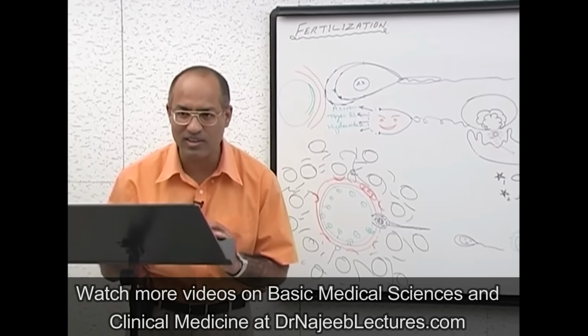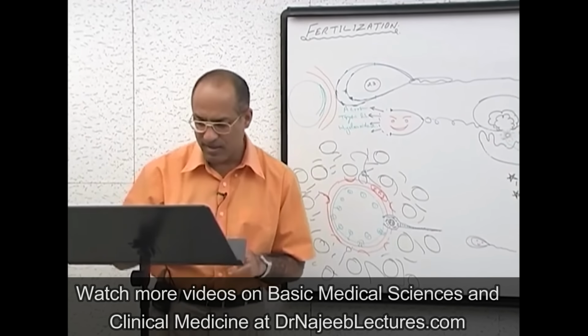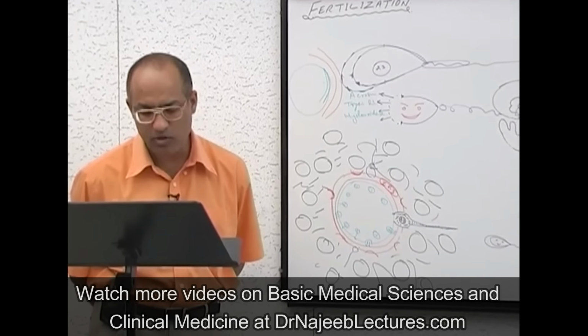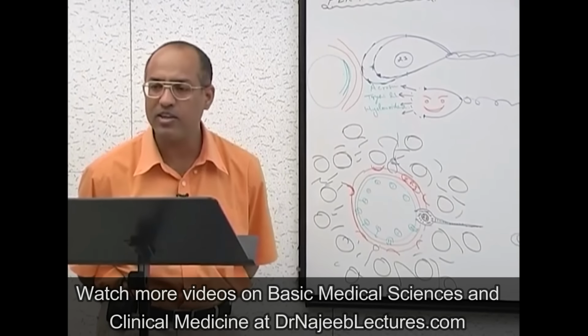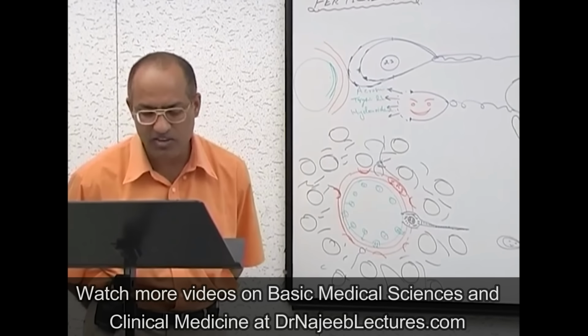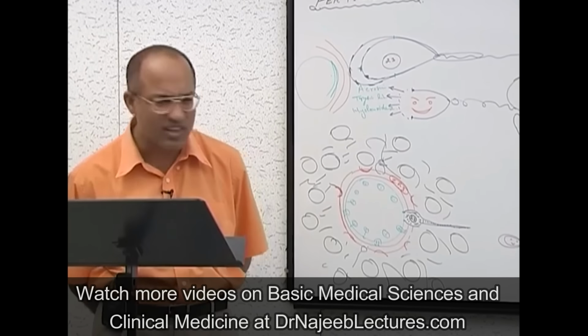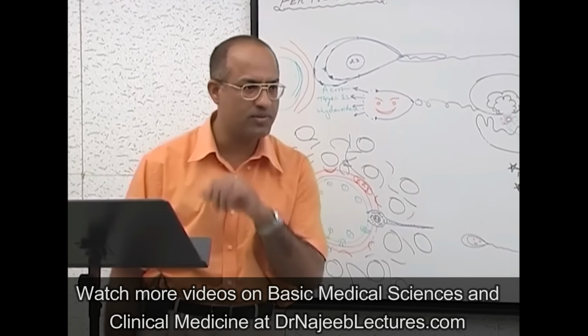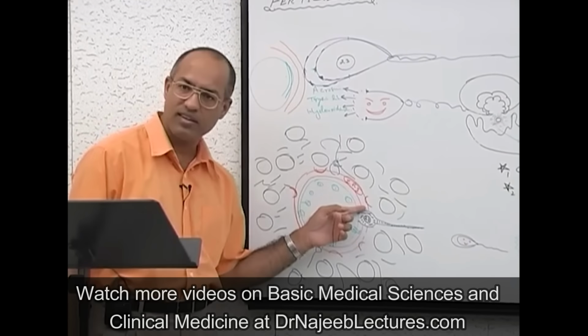So cortical reaction leads to zona reaction. Is that right? During the zona reaction, the zona pellucida alters and it inactivates species specific receptors. What are these species specific receptors? Anyone who knows why they are there?